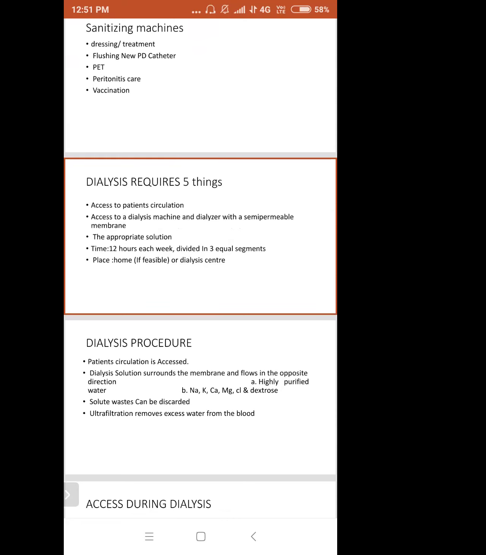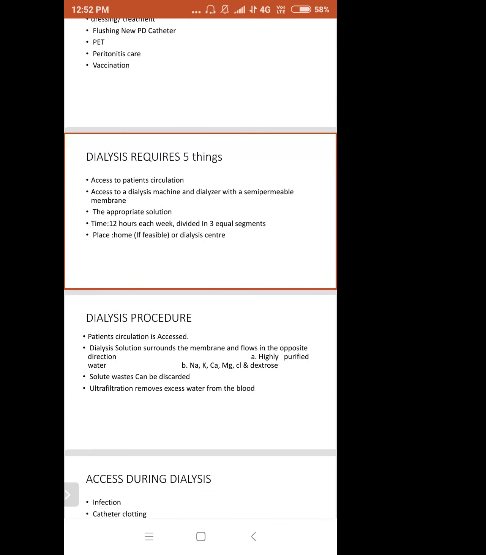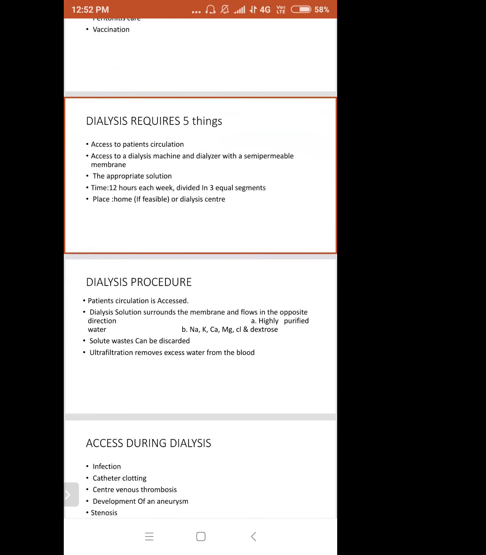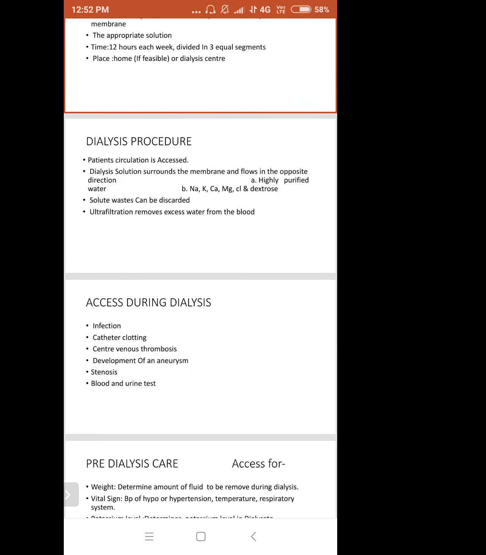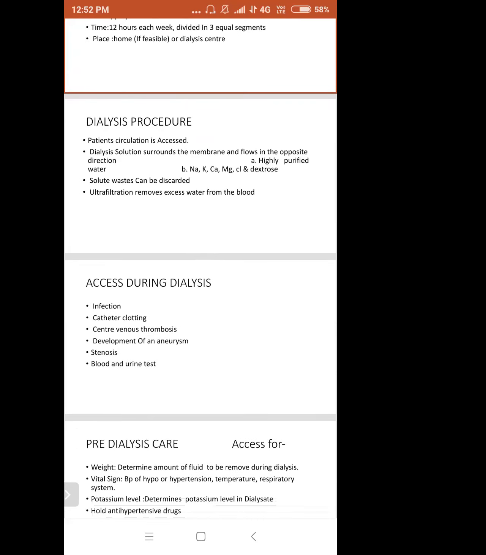Number one, highly purified water. Number two, sodium, potassium, calcium, magnesium, chloride and dextrose. Solute waste can be discarded. Ultrafiltration removes excess water from the body. Complications during dialysis: infection, catheter clotting, central thrombosis, development of an aneurysm, stenosis, blood in the urine.